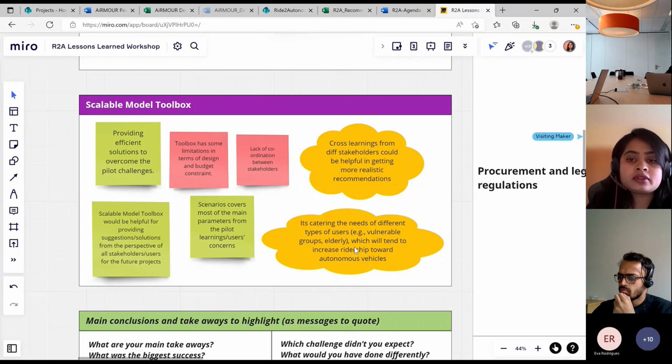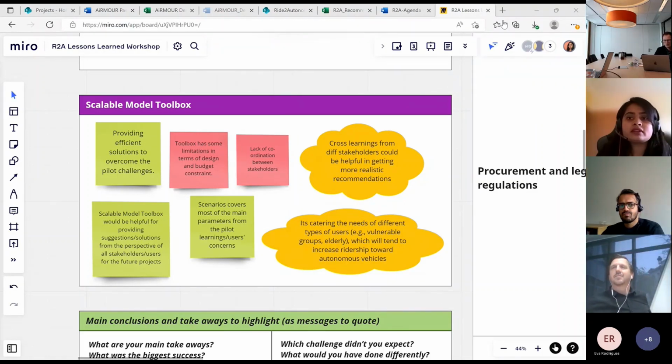And yeah, the good thing about this toolbox is that it is catering a different perspective. It covers all the groups like vulnerable groups, elderly, and children. So we can say that this project can set a good example to increase the daily ridership for the users. I think that's it for the learnings from the scalable model toolbox.